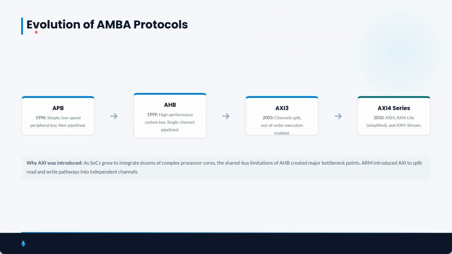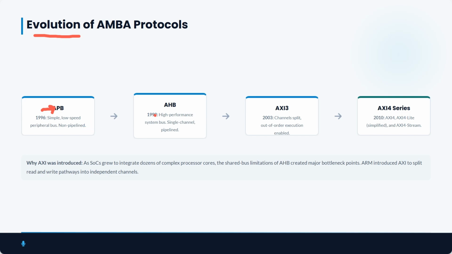Then we have something called the evolution of the AMBA protocol. To truly appreciate AXI, you have to understand the pain points that led to its creation. ARM introduced the Advanced Microcontroller Bus Architecture, that is AMBA, back in the late 90s, and it has evolved through distinct generations. First we have APB. This was designed for low speed, simple peripherals like UART, timer and I2C controller. It's non-pipelined, consumes very low power but offers limited performance.